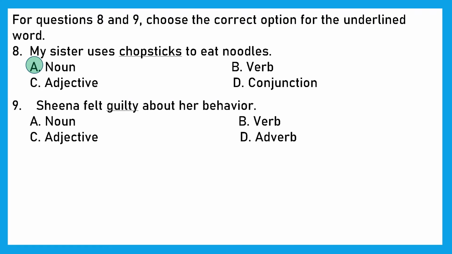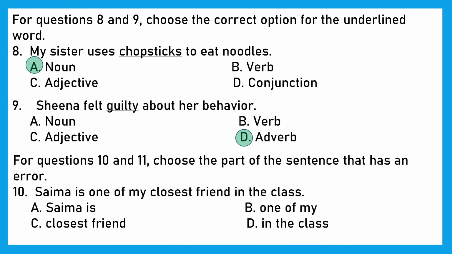Question 9. Sheena felt guilty about her behavior. What is guilty in this sentence? Guilty is what Sheena is feeling. So guilty is a word which is describing how Sheena is feeling. A word which is describing a verb, and that is called an adverb. Guilty is an adverb here, which is option D.